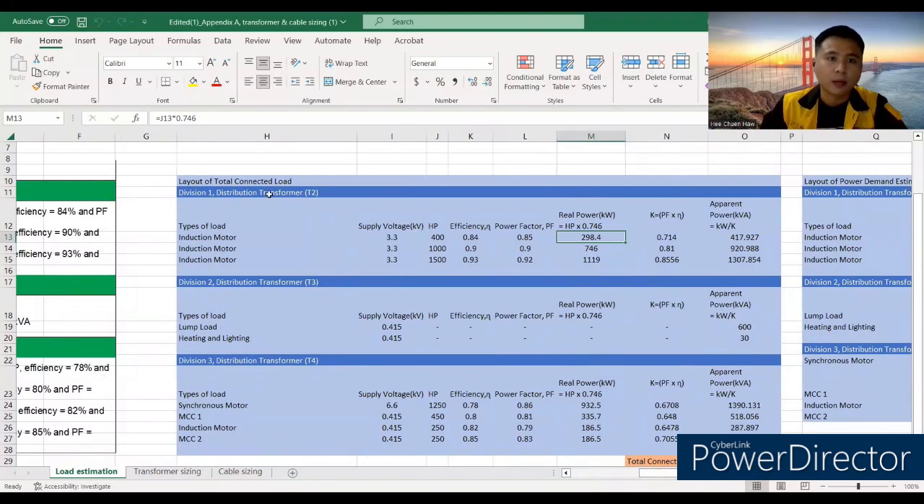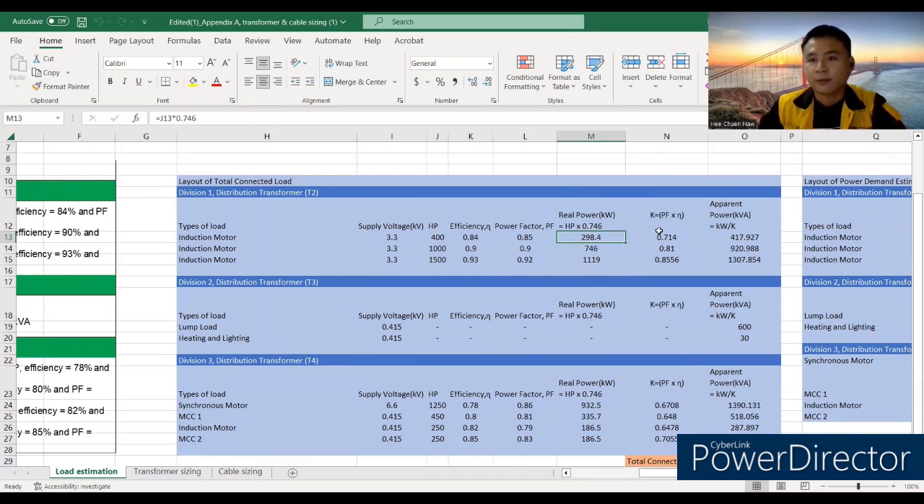First of all, we have to calculate the total connected load in these three divisions. In order to calculate this total connected load, which is the apparent power for this load, the first thing is we have to get the real power in the unit of kilowatt. Since we know each of the motors' horsepower, we know that 1 horsepower is equal to 0.746 kilowatt. So we can simply take the horsepower and multiply by 0.746. Then we can get the real power for this part of the model.